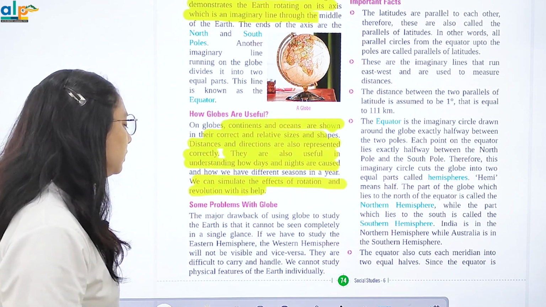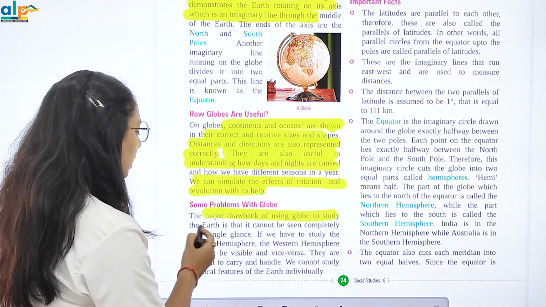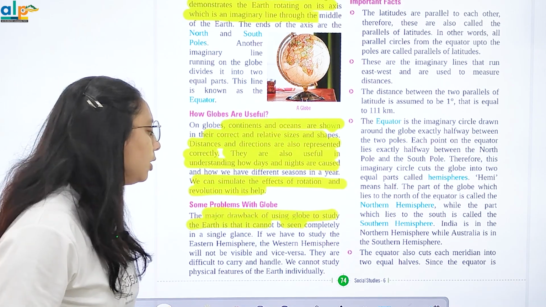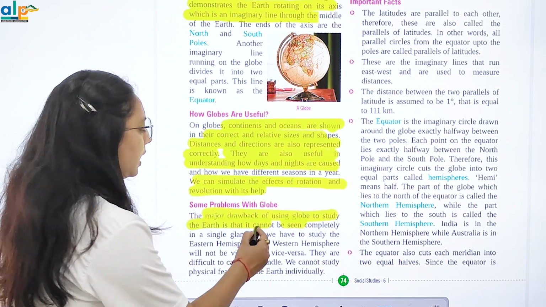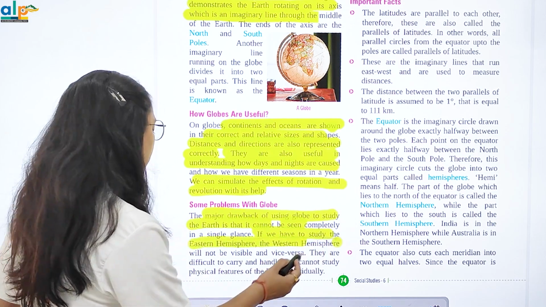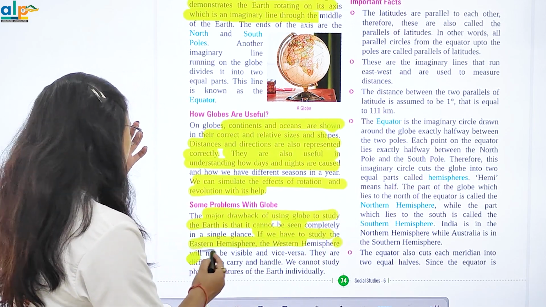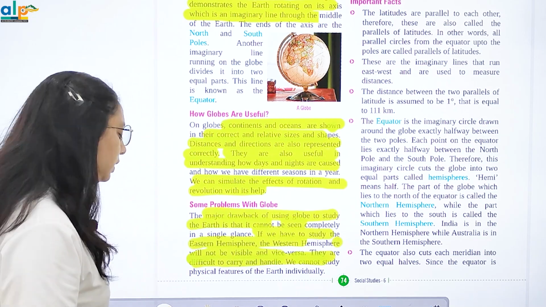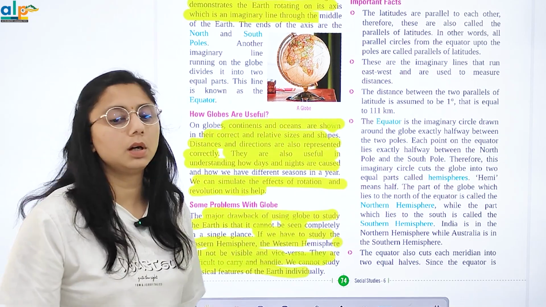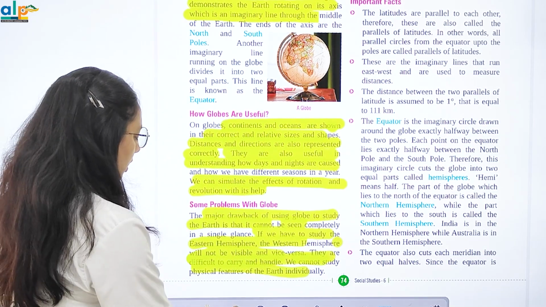Some problems with a globe: the major drawback is that the earth cannot be seen completely in a single glance, right? If we have to study the earth's hemispheres, the western hemisphere will not be visible and vice versa. They are difficult to handle and we cannot study physical features of the earth individually, right?